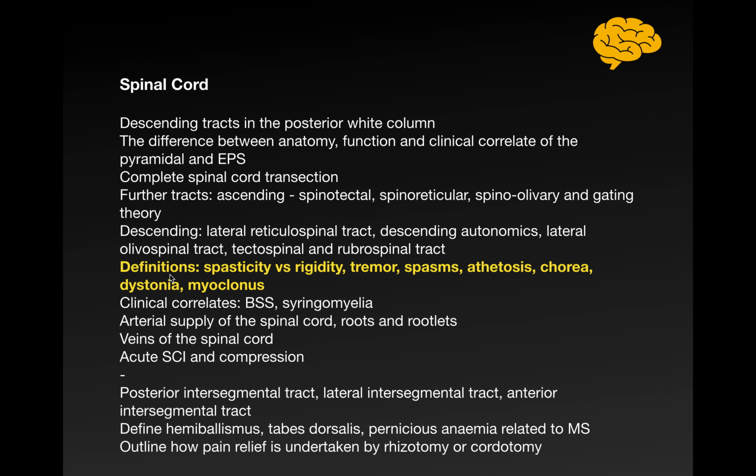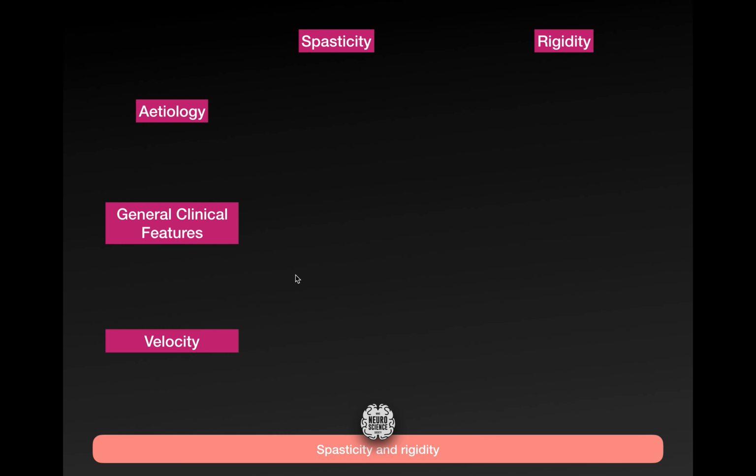So what we'll do now is spasticity, rigidity, tremor, spasms, athetosis, chorea, dystonia, myoclonus. Well, we've covered most of those in a previous lecture when we were doing movement areas. So instead what we're going to focus on is the difference between spasticity and rigidity. This is core upper and lower motor neuron findings for your upper and lower motor neuron exams, right?